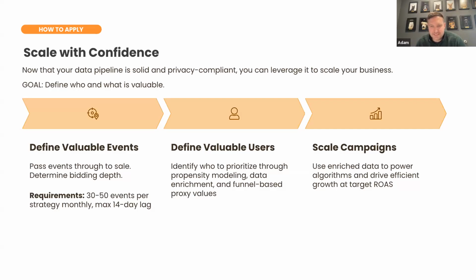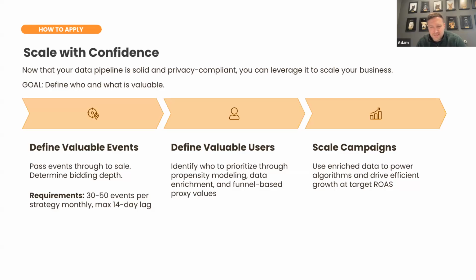So test, test, test. You've got to find the sweet spot for your business on how many signals you're giving the platform to use, what information you're passing through with those signals, and when those are coming. The baseline for most platforms is they recommend 30 to 50 events per strategy for a month, and that signal needs to come in within 14 days.